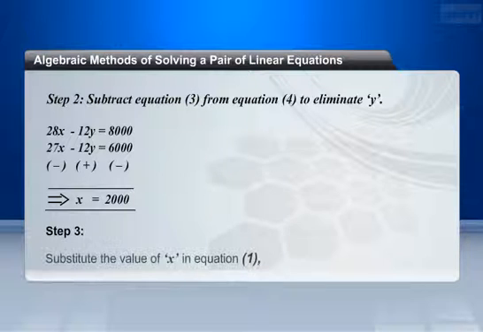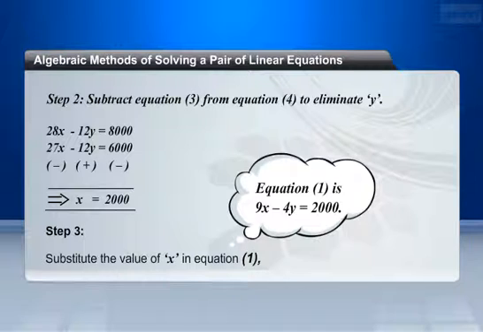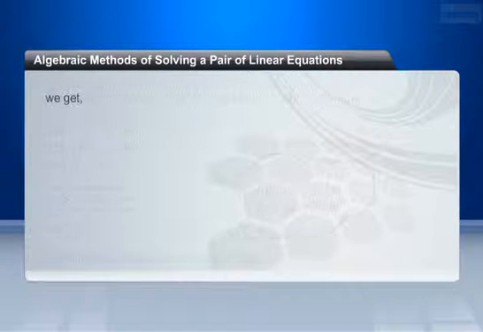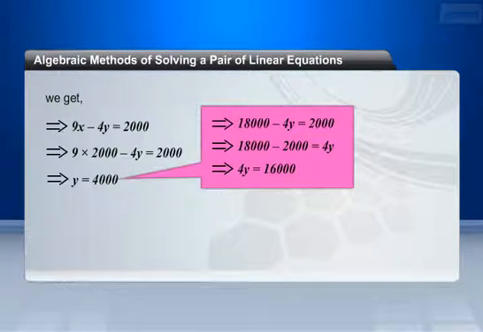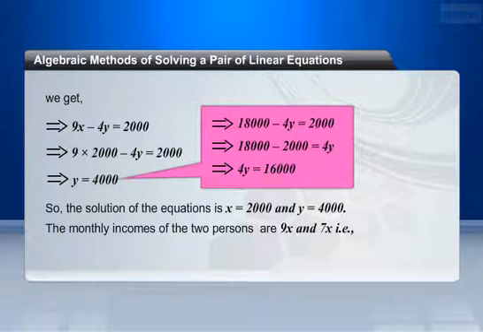Step 3. Now substitute x equals 2000 in equation 1. That is, 9x minus 4y equals 2000. We get 9 into 2000 minus 4y equals 2000. This implies that 18,000 minus 4y equals 2000. This implies that 18,000 minus 2000 equals 4y. This implies that 4y equals 16,000. This implies that y equals 4000. So, the solution of the equations is x equals 2000 and y equals 4000.